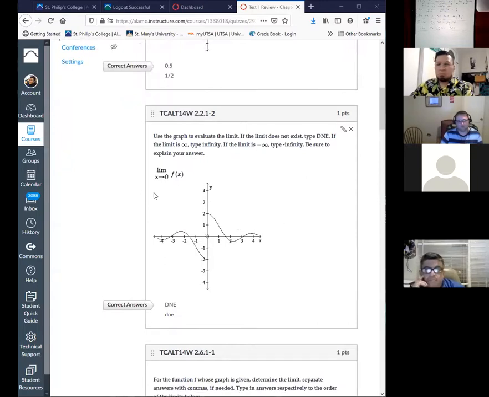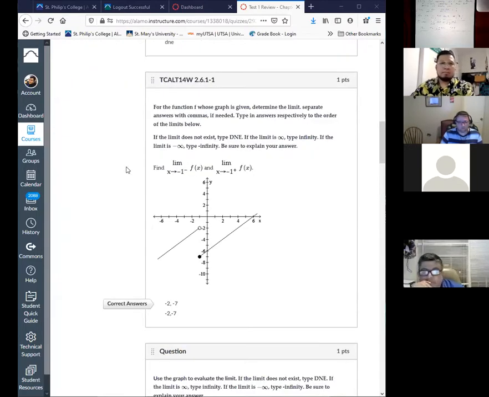Okay, so that was number 2. Let's look at 3. For the function f, whose graph is given, determine the limit. Separate answers with commas if needed. Type in answers respectively in the order listed below. If limit does not exist, type DNE. Okay, so he wants us to find the left and right-handed limits. Let's see here.